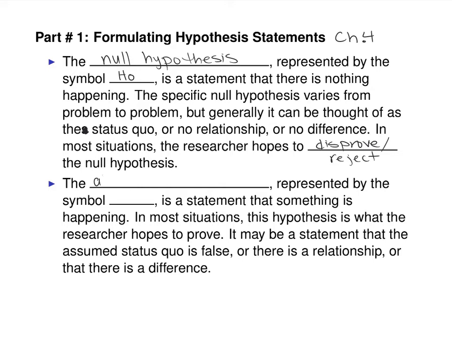The alternative hypothesis, represented by the symbol HA, is a statement that something is happening. In most situations, this is what the researcher hopes to prove. It may be a statement that the assumed status quo is false, or that there is a relationship, or that there is, say, a difference between two population means.